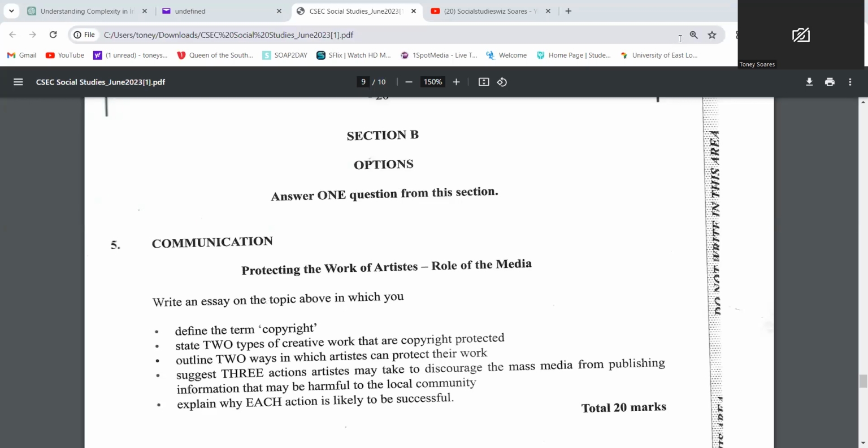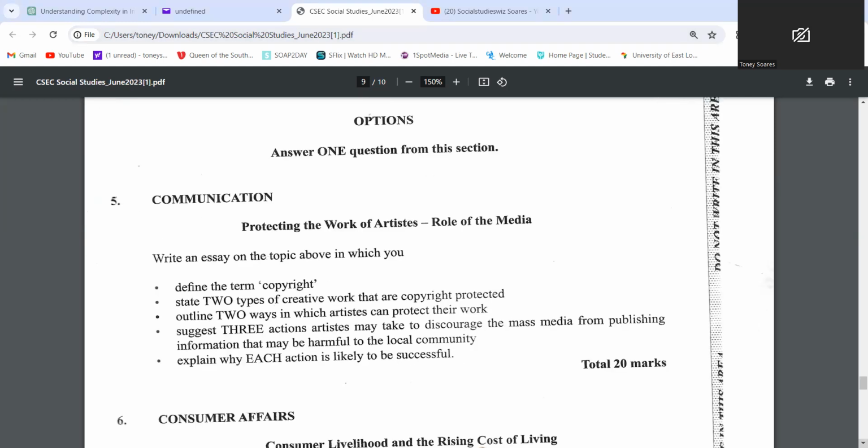Let me say that the audio might not be the best, but this is the best that I can do at the moment, and I'm just fulfilling a request by several people who have asked me to work this paper. Persons have asked me to work the January 2024 paper two for social studies as well, but I'm not so sure about that because I am a little bit busy at the moment.